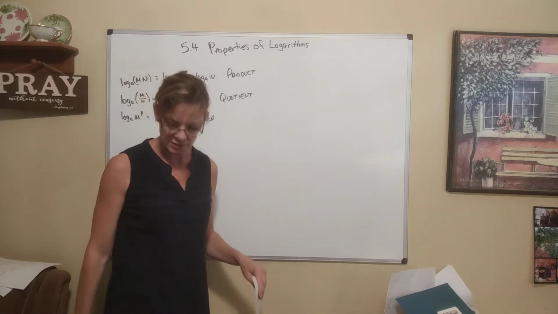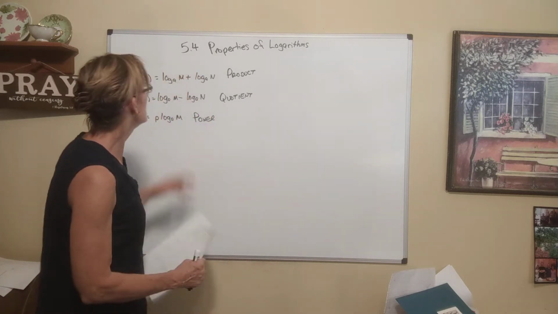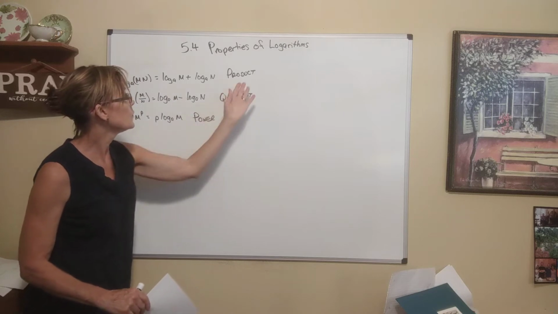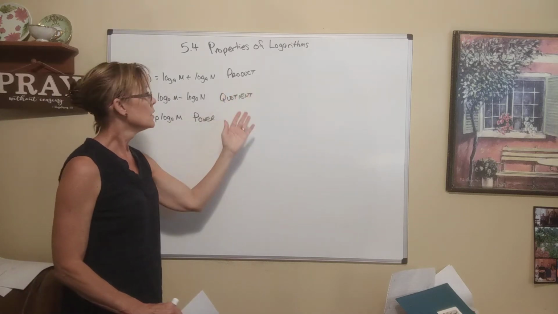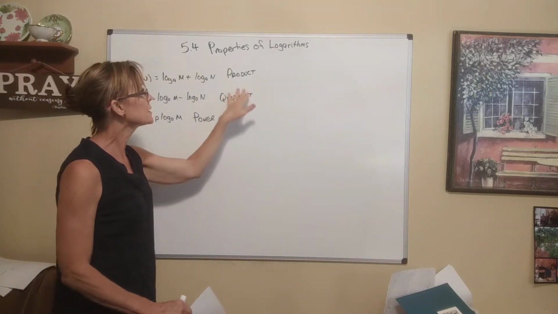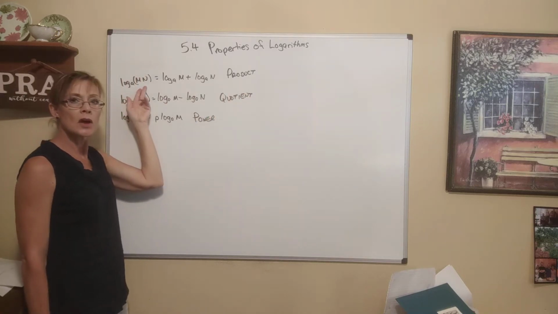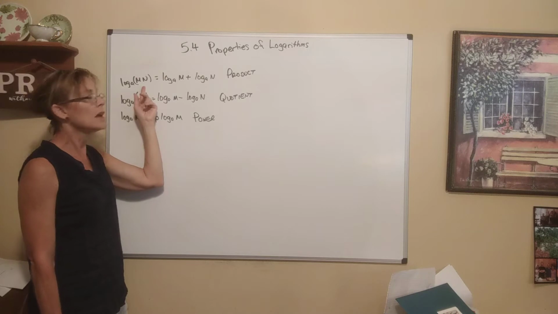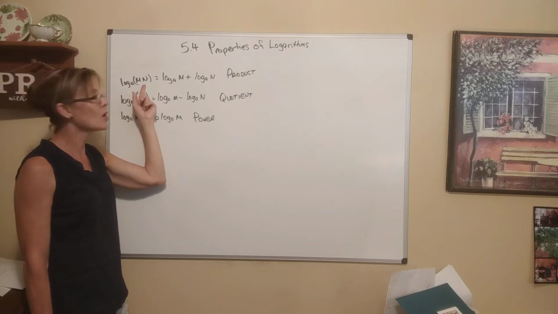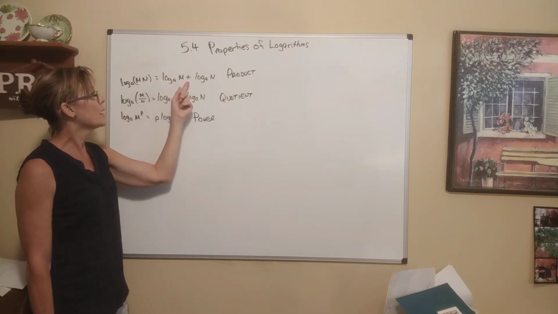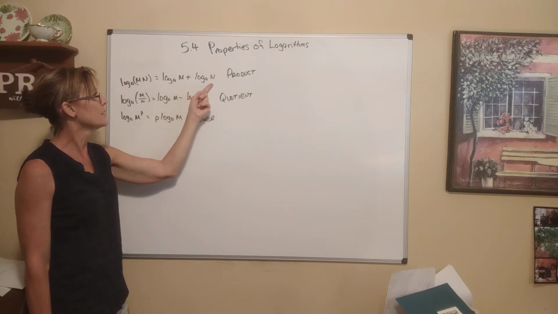We've already talked about some of the basic ones on the last video. This one is about, we're going to look at the product rule, the quotient rule, and the power rule. So basically the product rule, product means multiply, means that if you've got the logarithm of two things being multiplied, you can separate that into separate logarithms by a plus sign. Log base a of m plus log base a of n.